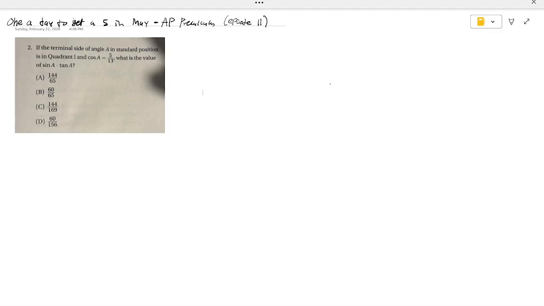This is episode 11, and today we're going to be doing another problem from Unit 3, which I think is probably the most tricky, so it's probably good to do some extra practice in that unit.